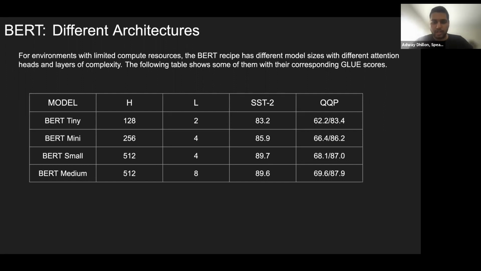SST is the Stanford Sentiment Treebank, which is a dataset, and QQP is Quora Question Pairs. You can see how the models perform on these GLUE tasks, and how they progress once we go from lower layers of complexity to higher.